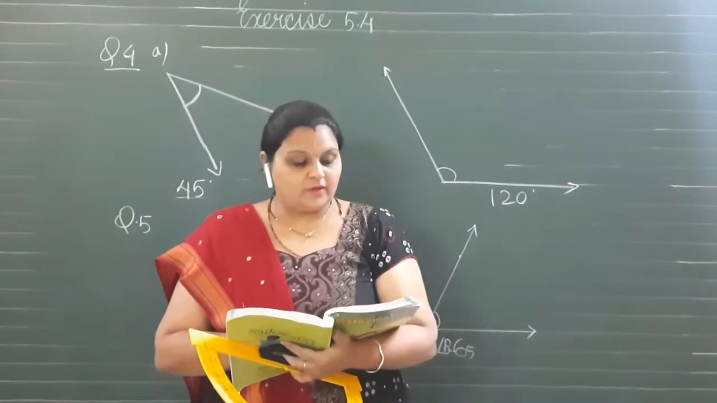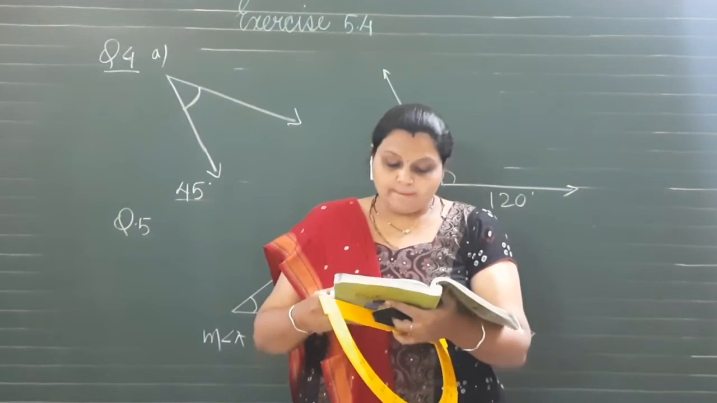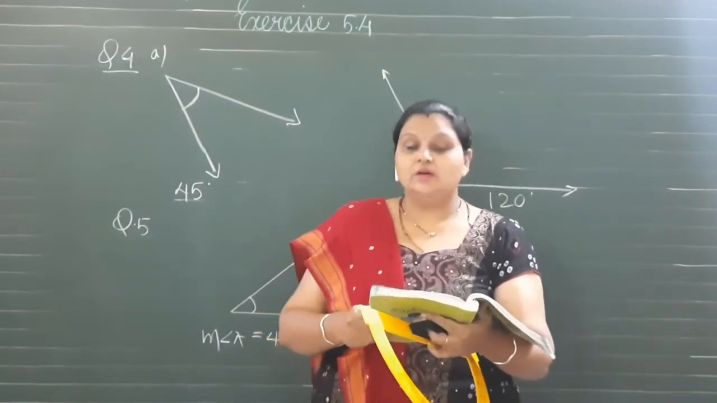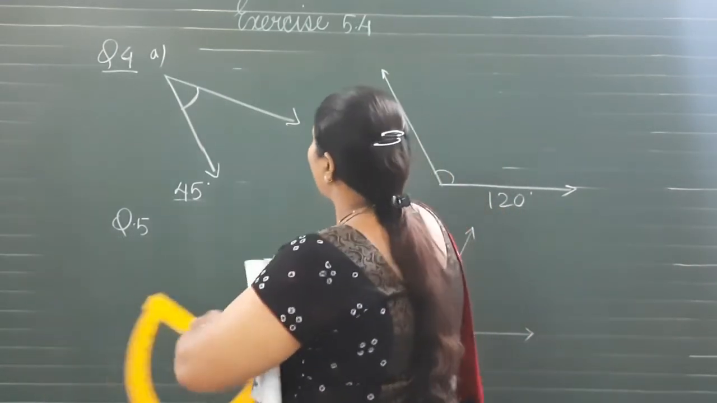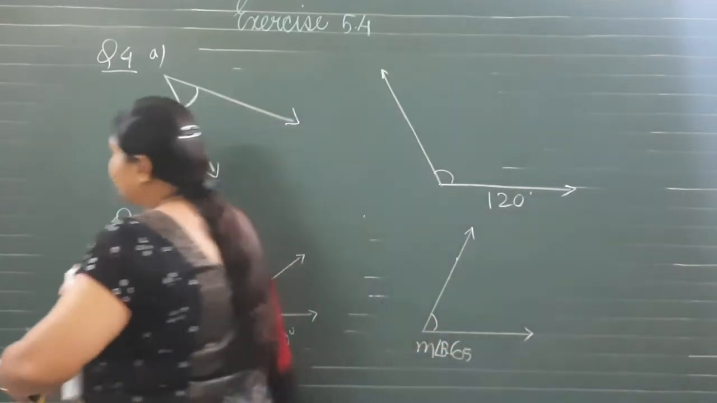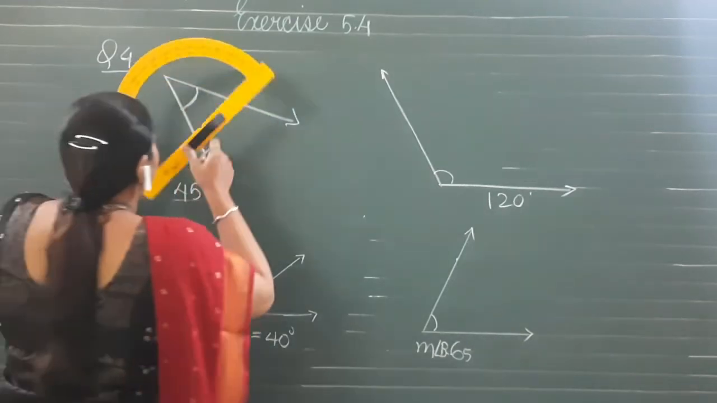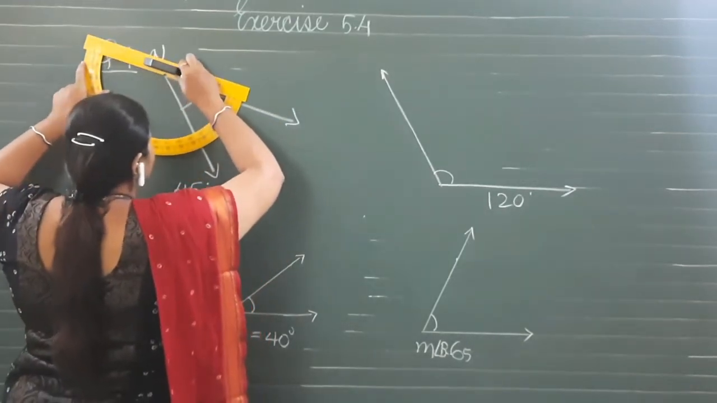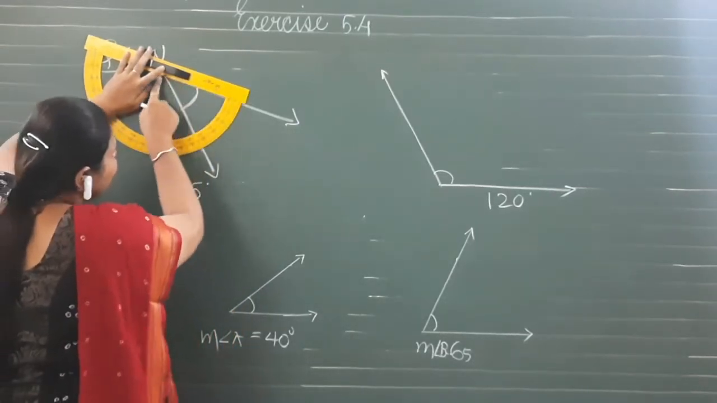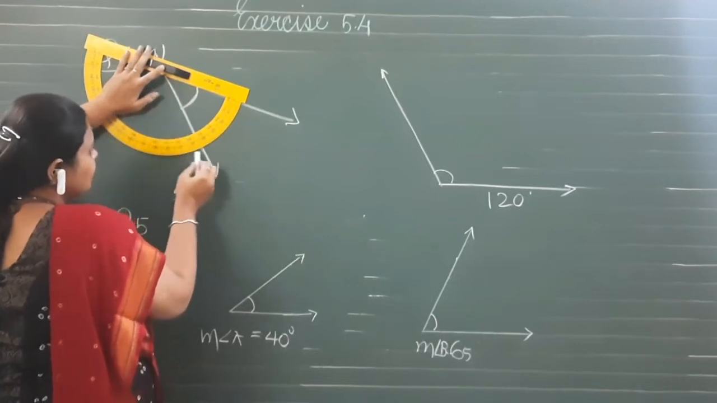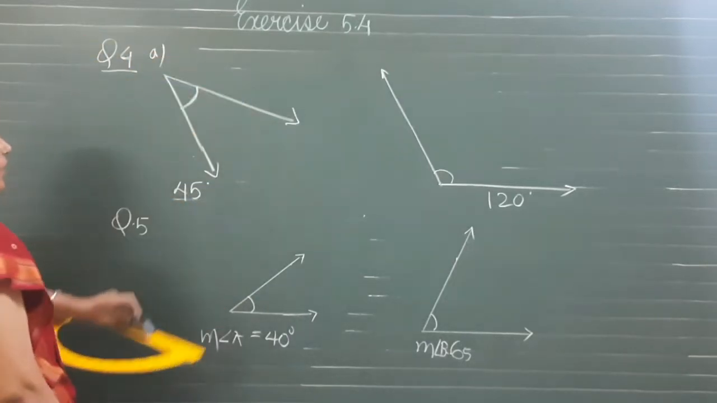Now question number 5. We will see first question number 4. Measure the angles given below using a protractor and write down the measure. Now first angle given to you is this. Now how to measure the angle? Very first you have to keep your protractor on the angle like this, on the vertex. From where the line passes, that point you have to note down. Here it is between 40 and 50. So it is 45 degree.